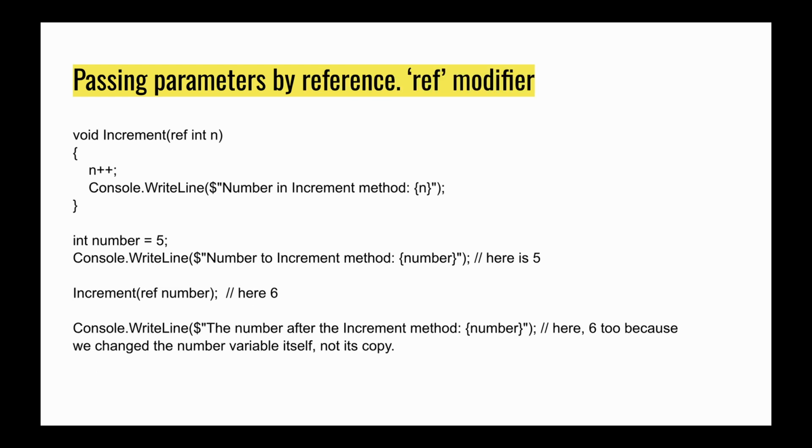Passing parameters by reference and the ref modifier. To pass the arguments by reference, we add the ref modifier. When using parameters by reference, the method receives the address of the variable in memory. Thus, if the value of the parameter changes in the method, the value of the variable passed in its place also changes. Note that the ref modifier is specified both before the parameter when declaring a method and when calling a method before the argument is passed to the parameter.